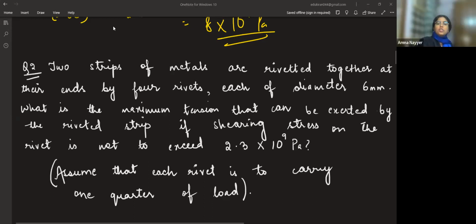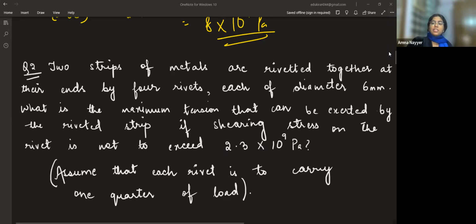This question says two strips of metal are riveted together at their ends by four rivets. One metal strip is this, another metal strip is this, and they have been riveted together with the help of four screws over here. The diameter of the screws is given. We have to calculate the maximum tension, that is, the force that is missing from the formula. And the shearing stress on the rivet is not to exceed 2.3 into 10 to the power 9 pascals.